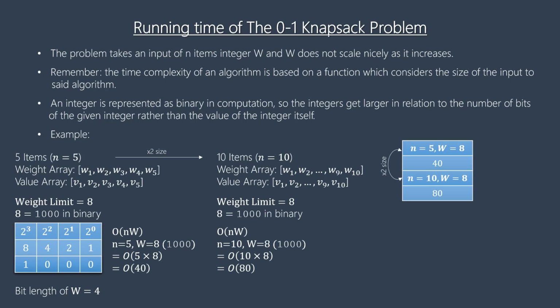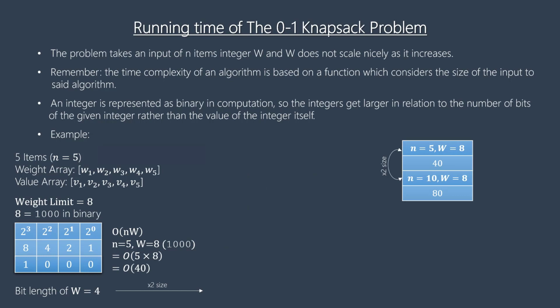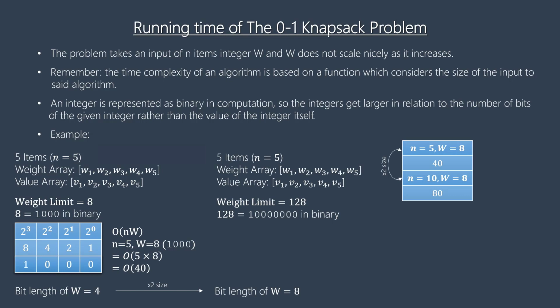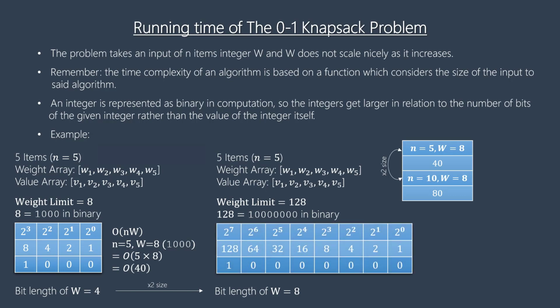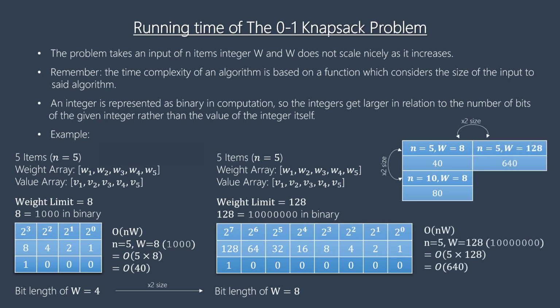Now here's when we run into our problem. If we want to double the size of w, this doesn't mean that we double the value of w, it actually means we double the bit length of w. This means our doubled number won't have a bit length of 4, but a bit length of 8. And the denary equivalent of 1 followed by 7 zeros is 128. So when we double the size of w, we significantly increase the size of the denary value of w. When we now calculate n times w, we're left with a much bigger result of 640.